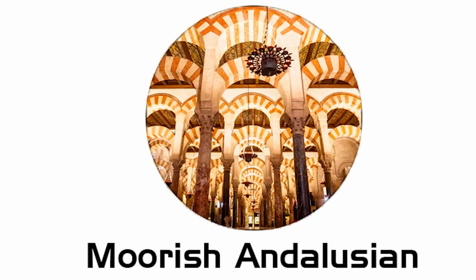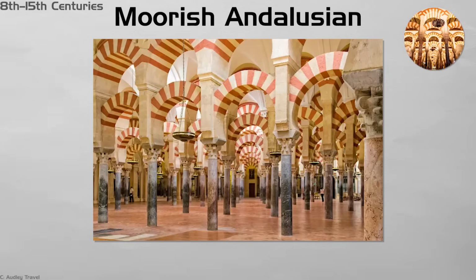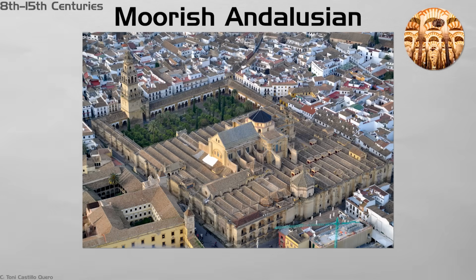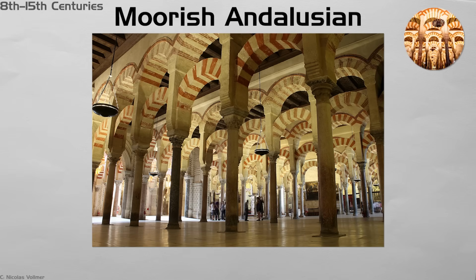Moorish Andalusian. Spanning across North Africa and into Al-Andalus, Moorish mosques are renowned for their horseshoe arches, geometric motifs, and fluid, repetitive patterns. The Great Mosque of Cordoba started as a modest structure, but evolved into a sprawling masterpiece of columns and red and white arches that seemed to multiply endlessly.